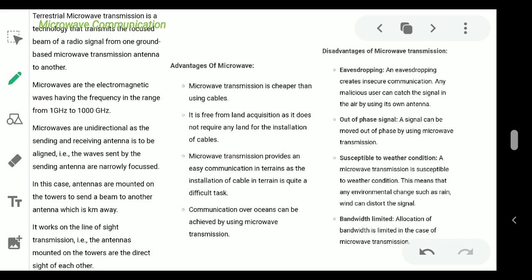So what are the advantages? Microwave transmission is cheaper than cabling. Land acquisition is not required. Communication over the ocean can be achieved through microwave transmission. What are the disadvantages? Out of phase signals: a signal can move out of phase using microwave transmission. Also, bandwidth is limited. Allocation of bandwidth is limited in the case of microwave transmission.